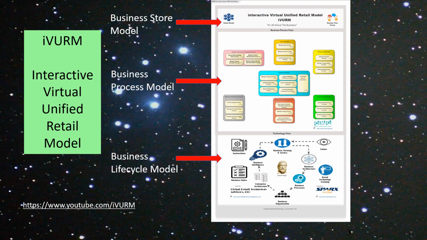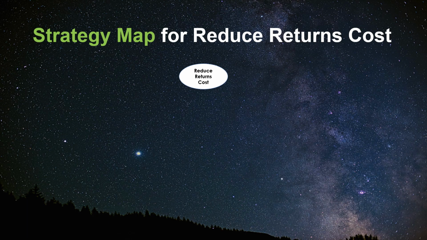We're going to use the IVRA model, the Interactive Virtual Unified Retail model, to help drive this effort. But more specifically, we're going to concentrate on the business lifecycle component of it that's tied to the business architecture. We begin this journey by starting at the top with a strategy map.